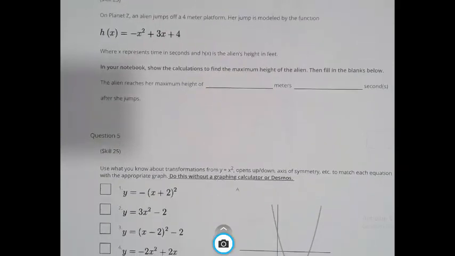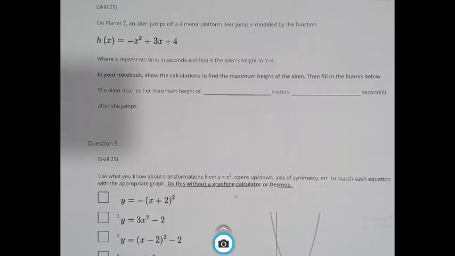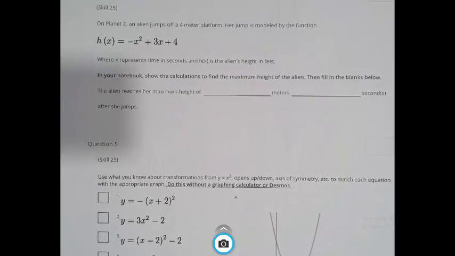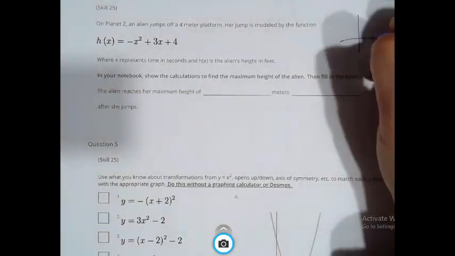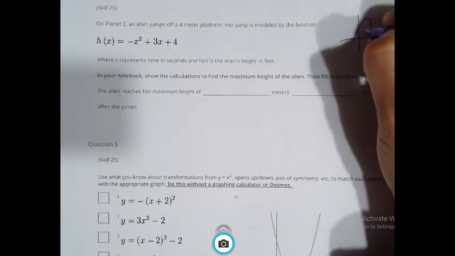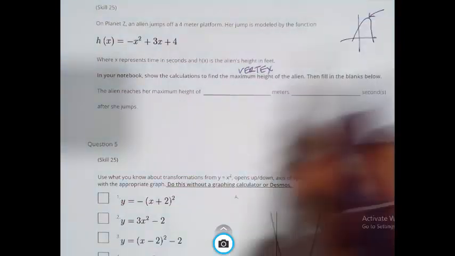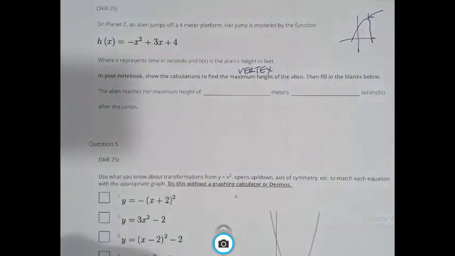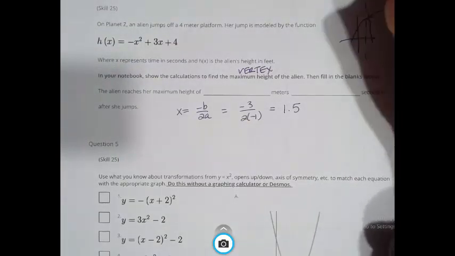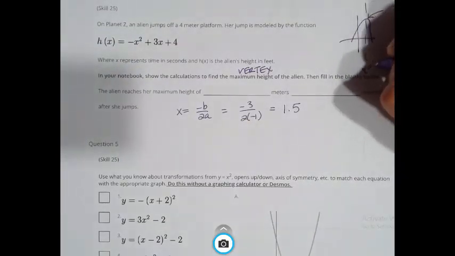Okay, same setup, but a different question. In your notebook, show the calculations to find the maximum height. So just remember again what our graph looked like. It looked like this. And now we want to know this maximum height. That happens at the vertex. So again, we're going to have to use this x equals negative b over 2a, which means my axis of symmetry right here is this line x equals 1.5.